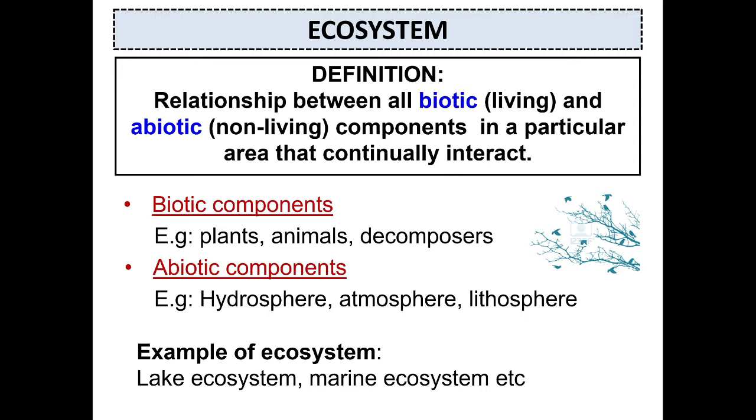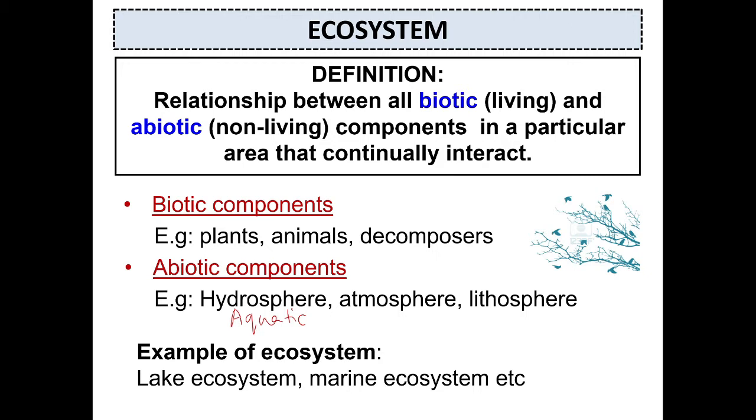Biotic components are living things such as plants and animals, and also decomposers. Abiotic components include the hydrosphere, which is the aquatic part: the marine, the ocean, rivers, ponds, and aquarium. The atmosphere includes the air, the gases that we inhale and exhale. The lithosphere is the soil and the rock.